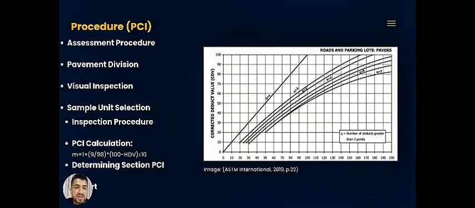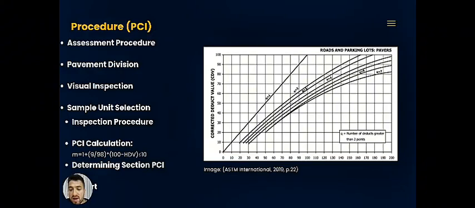The procedure, the PCI assessment process. Identify the pavement branches according to the network of roads and parking lots, and divide each branch into sections based on pavement type, construction history, and traffic, and subdivide them into units. Visual inspection: inspect each sample unit and record data on the files, and evaluate the type and severity of deterioration according to the appendix, and measure the extent of deterioration as described in appendix 1 and 2.